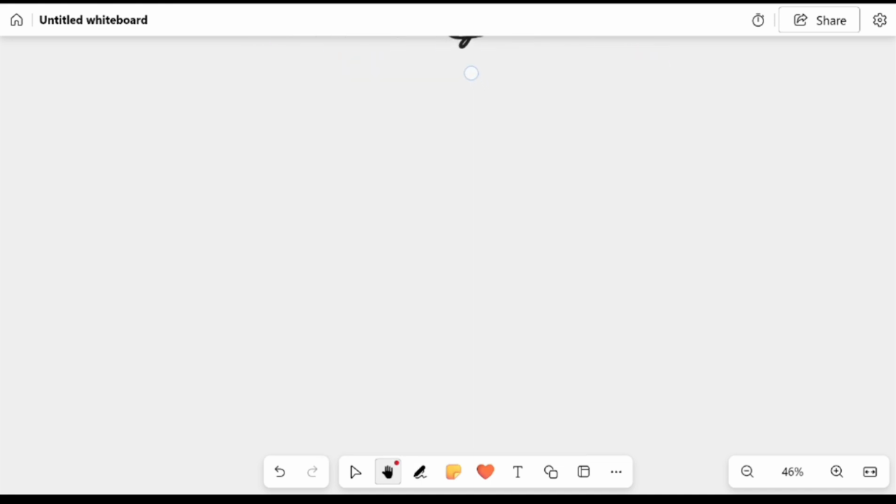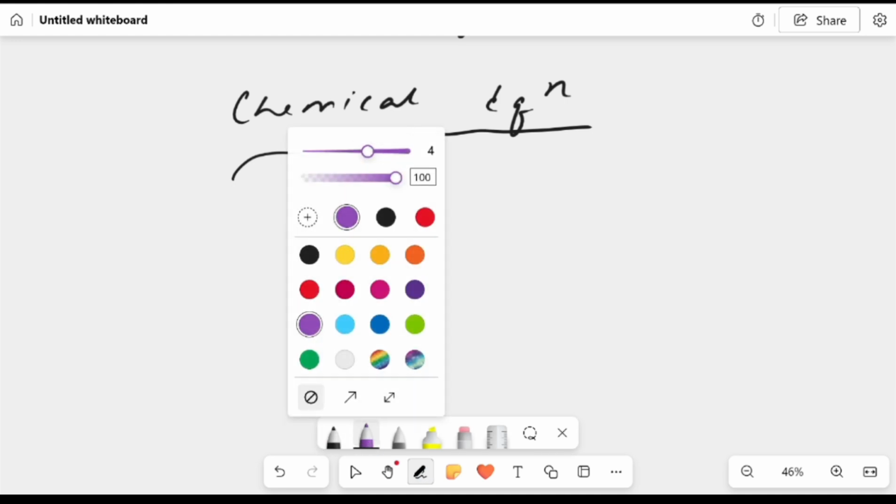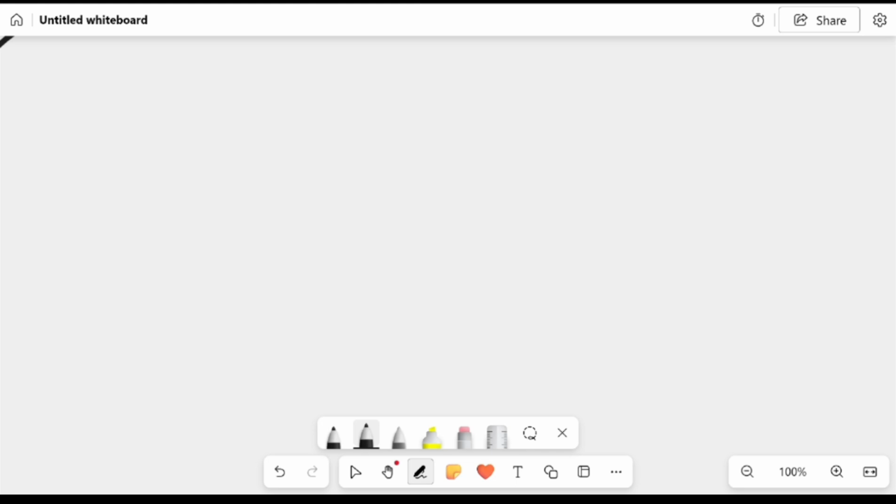Now let us move towards the second point. How to write a chemical equation. There are certain methods to write a chemical reaction. What are those? What are the methods to write a chemical equation?